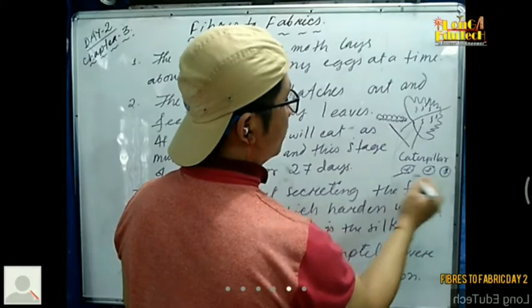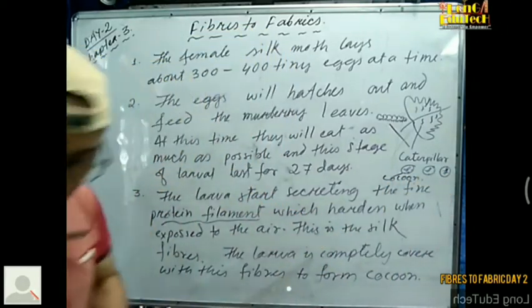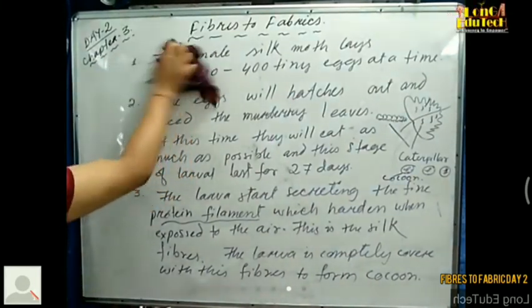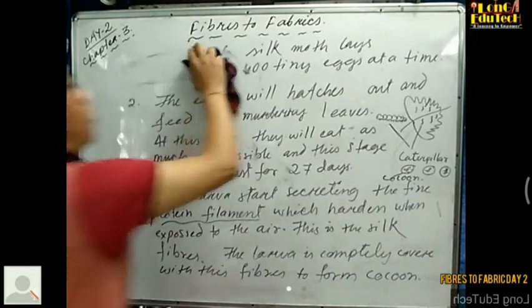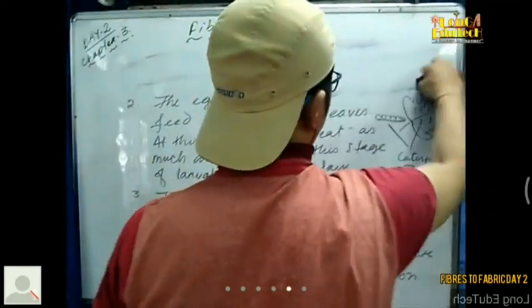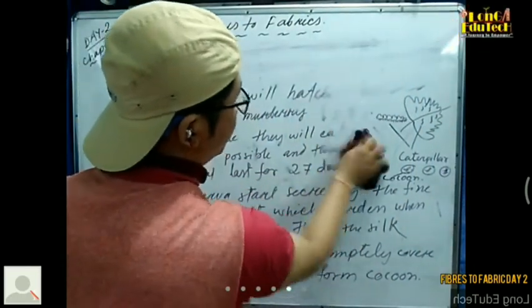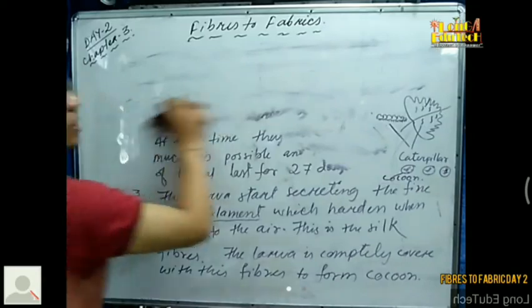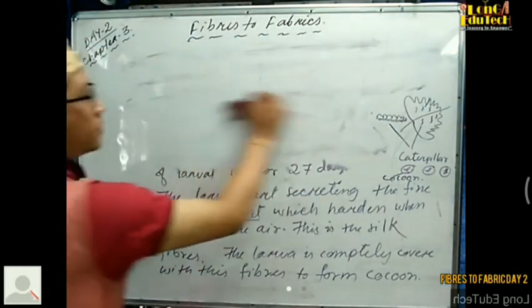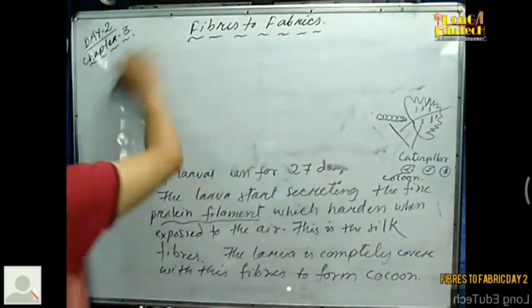This is cocoon, C-O-C-O-O-N. So let us go to the last stage. What will happen in the last stage? If possible, just try to draw this diagram for better understanding. It is also given in your book, and sometimes you are asked to draw any two or any three stages.